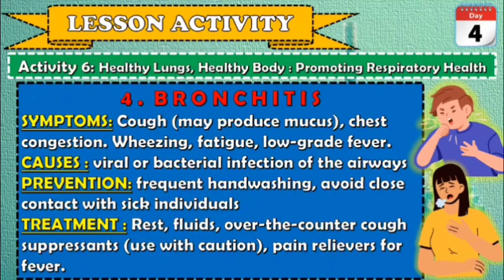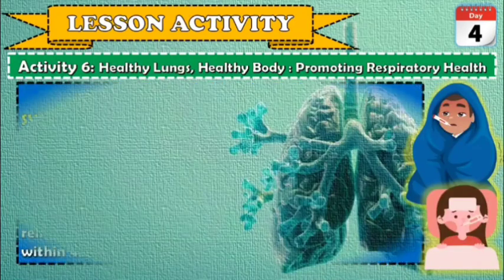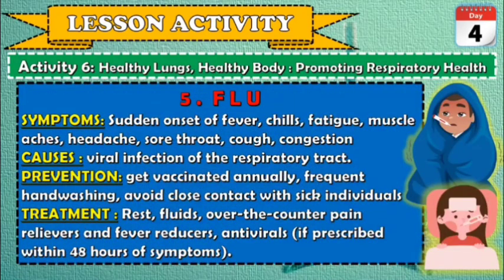Treatment: rest, fluids, over-the-counter cough suppressants, use with caution, pain relievers for fever. Number 5. Flu. Symptoms: sudden onset of fever, chills, fatigue, muscle aches, headache, sore throat, cough, and congestion. Causes: viral infection of the respiratory tract. Prevention: get vaccinated annually, frequent hand washing, avoid close contact with sick individuals.